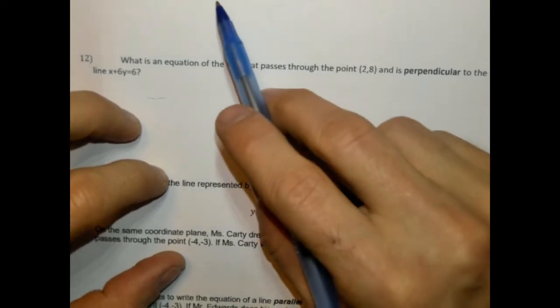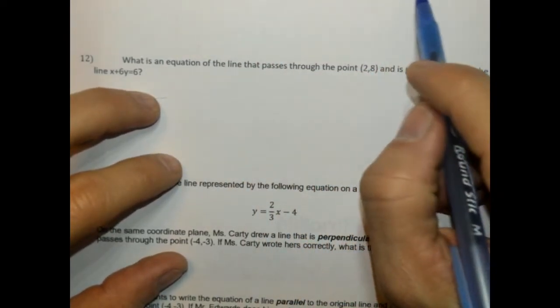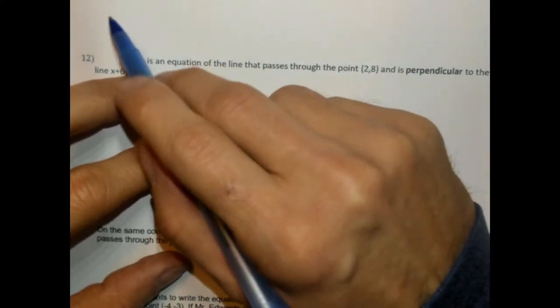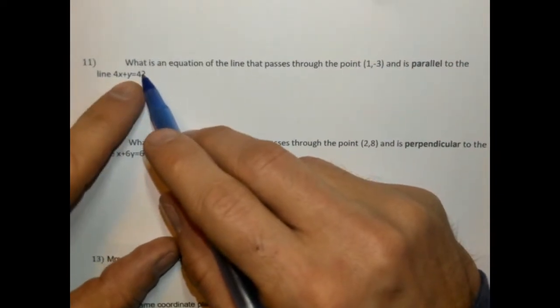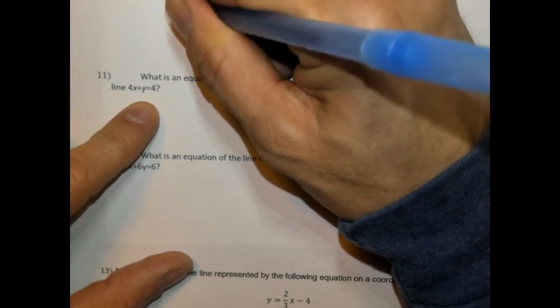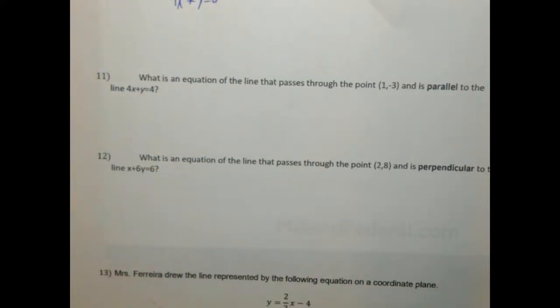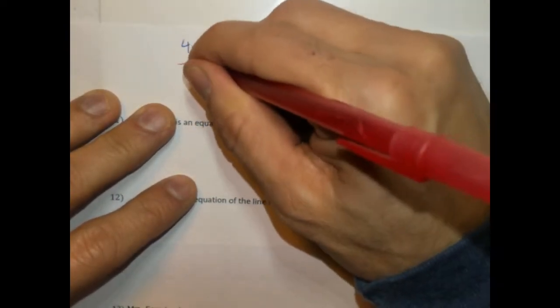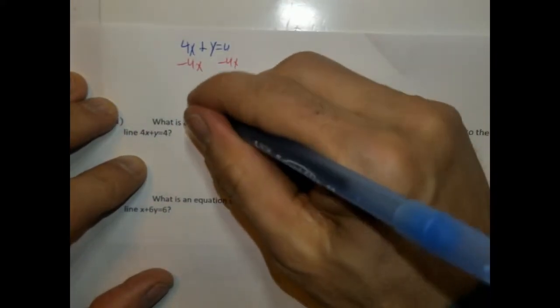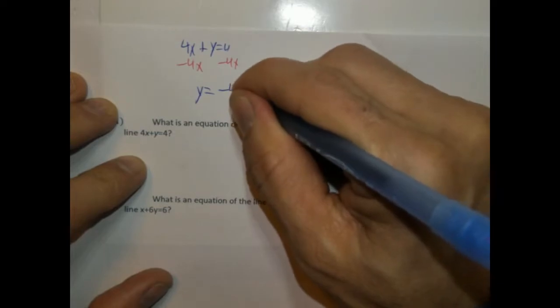Okay, so what is an equation of the line that passes through point 1, negative 3 and is parallel to this line? Okay, so we have the point. We don't have the slope because this is in standard form, so we need to get this in slope-intercept form. So that's the first thing we're going to do. So 4x plus y equals 4. Let's get y by itself. So we're going to subtract 4x from both sides. So y equals negative 4x plus 4.